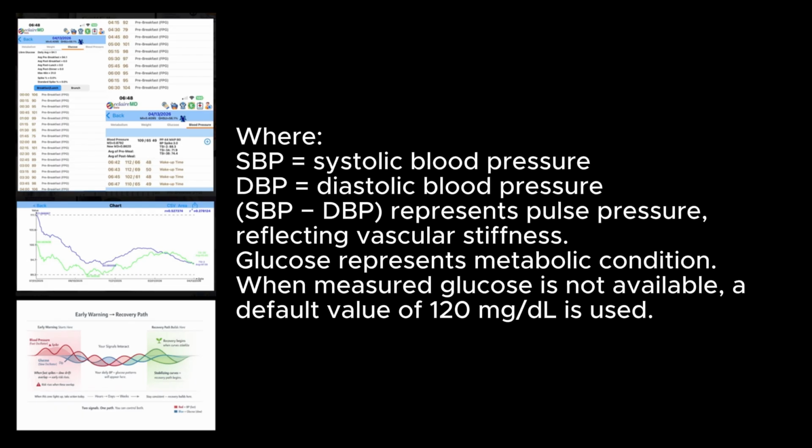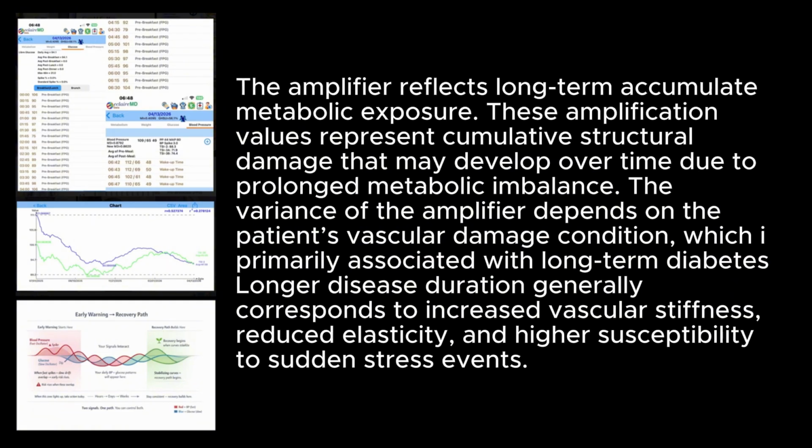Where SBP equals systolic blood pressure, DBP equals diastolic blood pressure. SBP/dBP represents pulse pressure, reflecting vascular stiffness. Glucose represents metabolic condition. When measured glucose is not available, a default value of 120 mg/dL is used. The amplifier reflects long-term accumulated metabolic exposure.